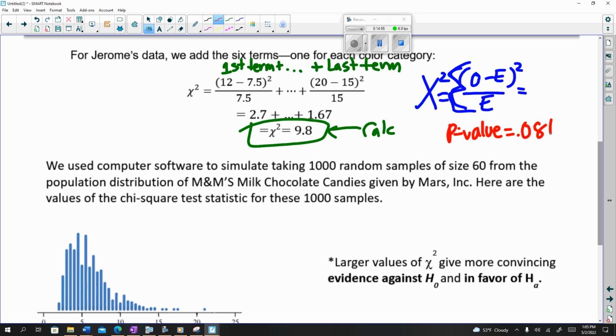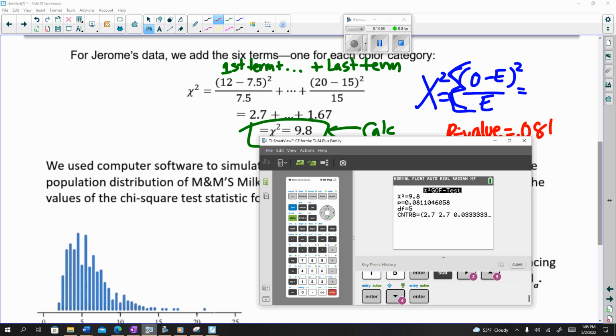So notice underneath here, it says CNTRB, and you're probably like, what's that? That would be if they did all the individual chi-squared test statistics one by one for each color. So 2.7, 2.7, if you go to the right, 0.033, whatever. That's actually them doing observed minus expected squared over expected for each one. So, for example, if I had done the first cell, which was 12 minus 7.5 squared over 7.5, I should get 2.7. I'll show you. Observed 12 minus expected 7.5 squared over expected. This is the first cell, which is brown, 2.7. So that is the chi-square test statistic for each cell, brown through blue.